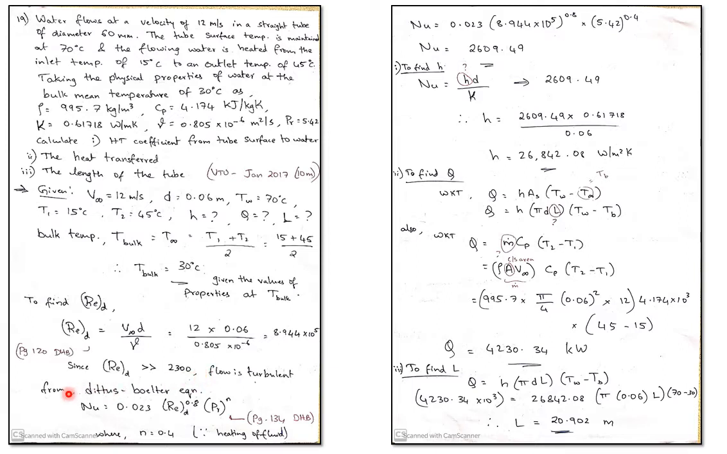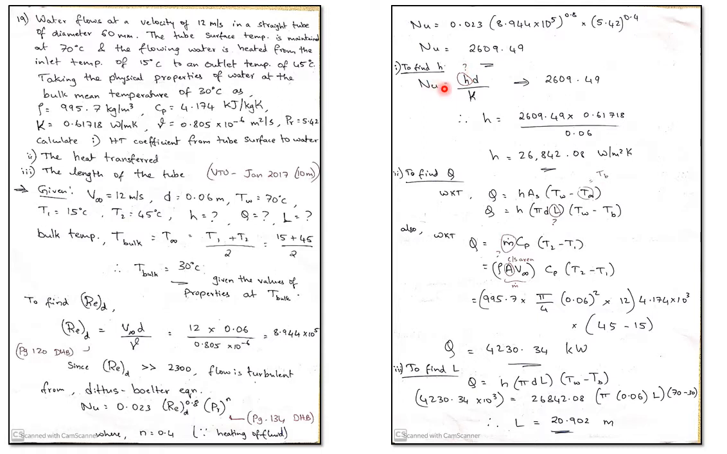Now you can take the Dittus-Boelter equation from page number 134, in terms of Nusselt number, where n is 0.4 since the fluid is heating up. So the Reynolds number and Prandtl number are known, to find the value of Nusselt number.